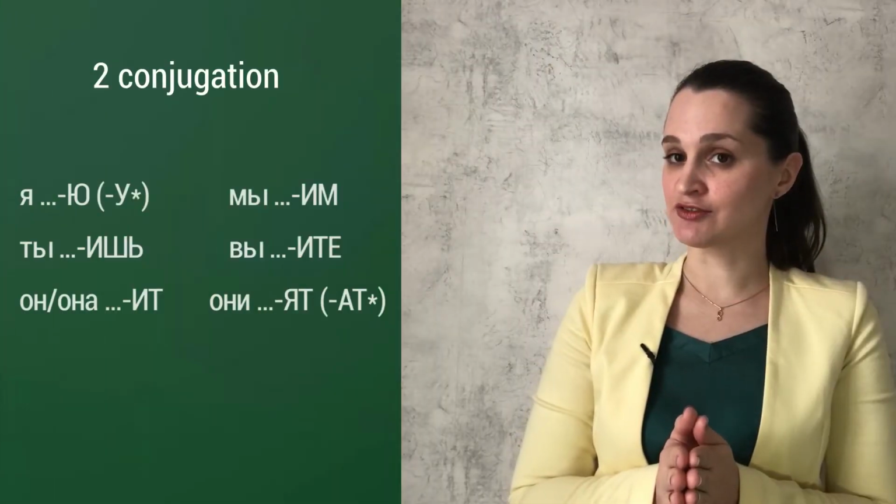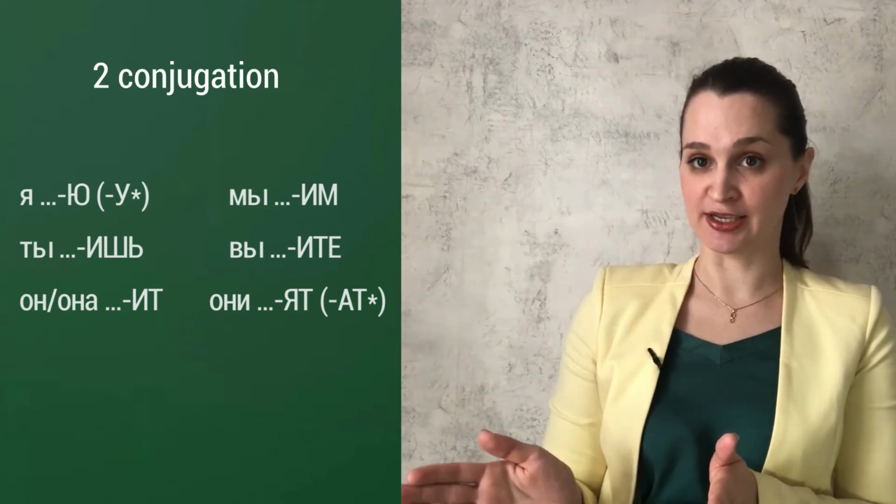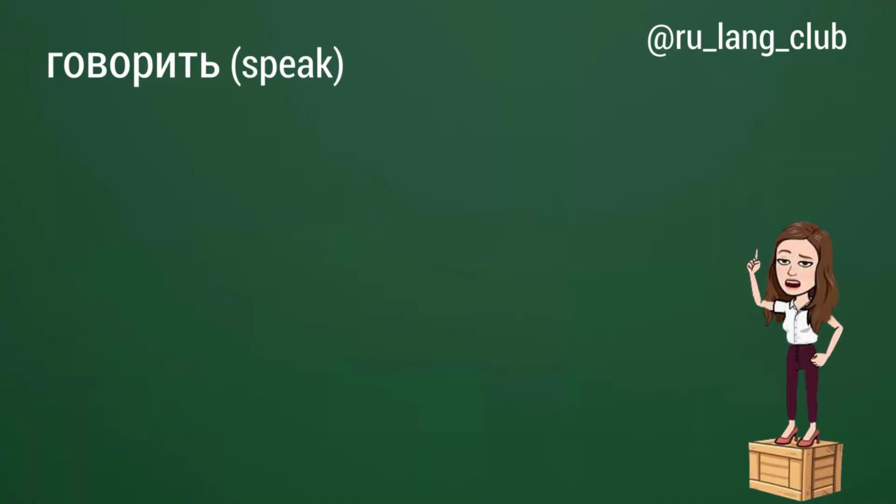Second conjugation verbs have such endings. Second conjugation are the verbs that end on ить, some verbs on еть, like видеть, смотреть, ненавидеть, and others, and some verbs on ать: бежать, молчать, спать, кричать, and others. Let's look at the examples. The forms of the verb говорить.